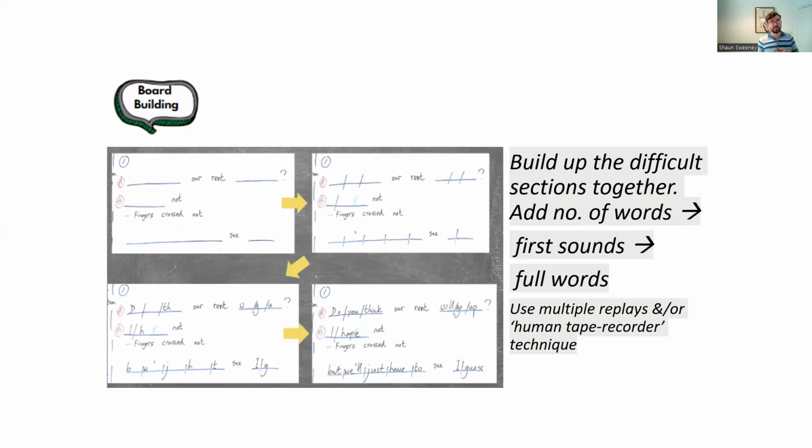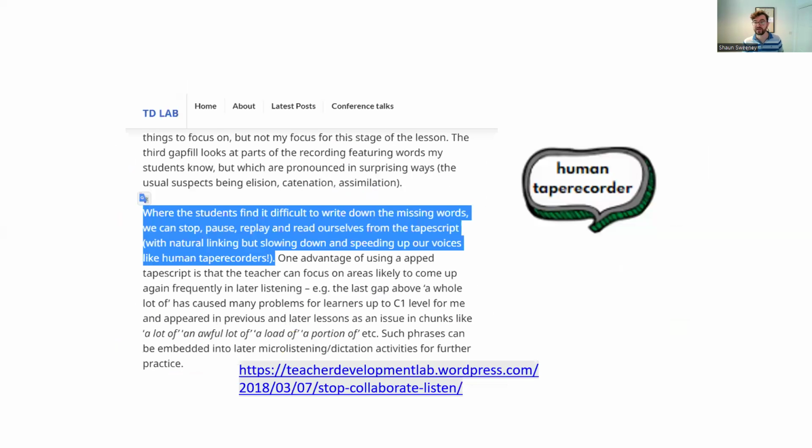All the while between doing this, in my case, this was in person, so I'm looking around to see what the learners have written, what exact words they've written, where the problems are that we can focus on. And the last one is the answer, isn't it? Do you think our rent will go up? Multiple plays from the video, from the recording, or the human tape recorder in inverted commas. All that means is say it yourself, read it from the transcript.